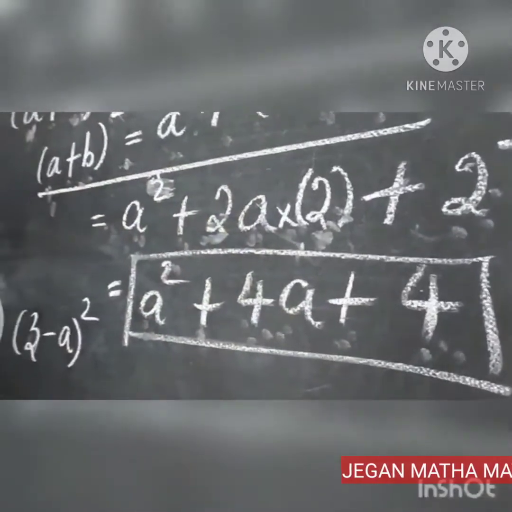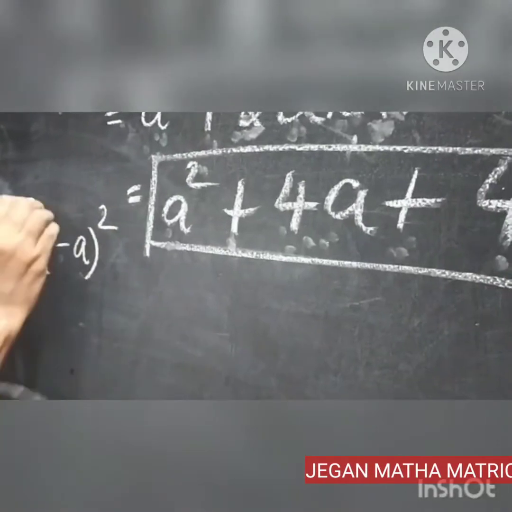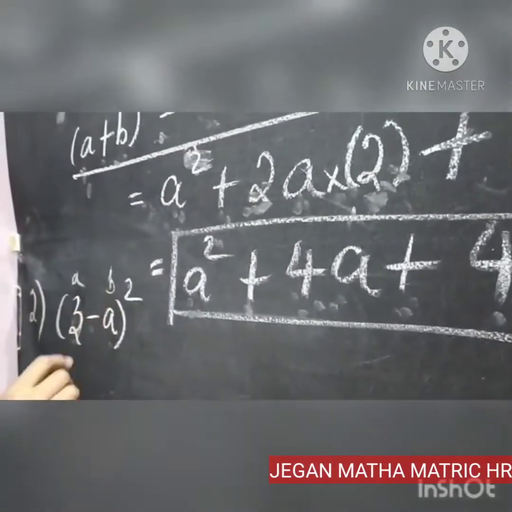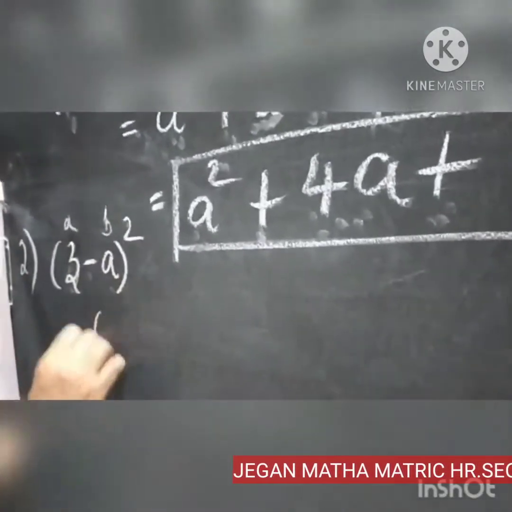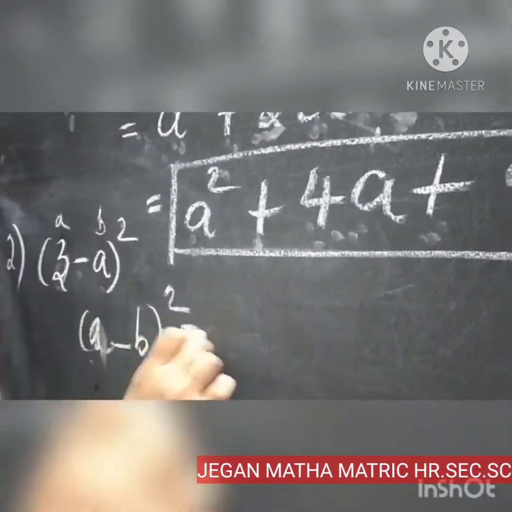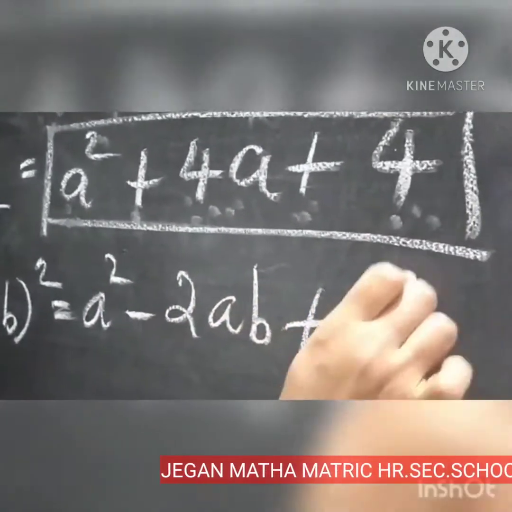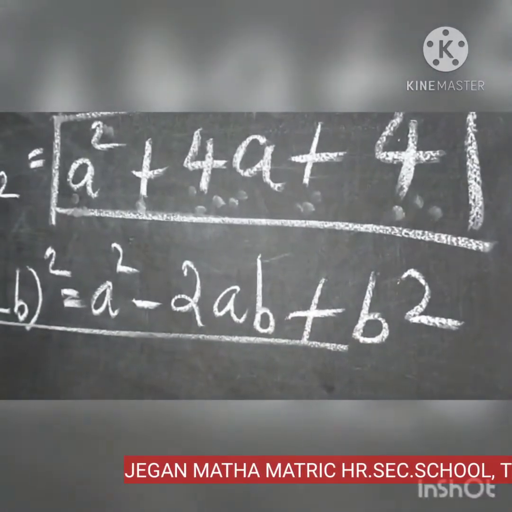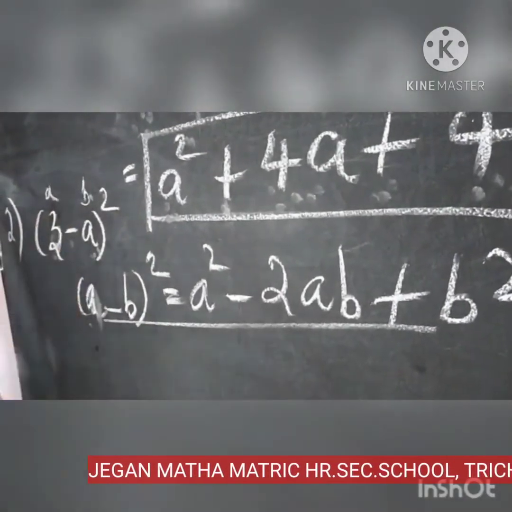Is it clear? See the next one, (3 minus a) the whole squared. Here instead of a it is 3, and instead of b it is a. Here there is a minus sign in between, so you can select the second identity, (a minus b) the whole squared. The answer is a squared minus 2ab plus b squared. First you find out the identity and write it down. So for this one, instead of a it is 3, instead of b it is a.